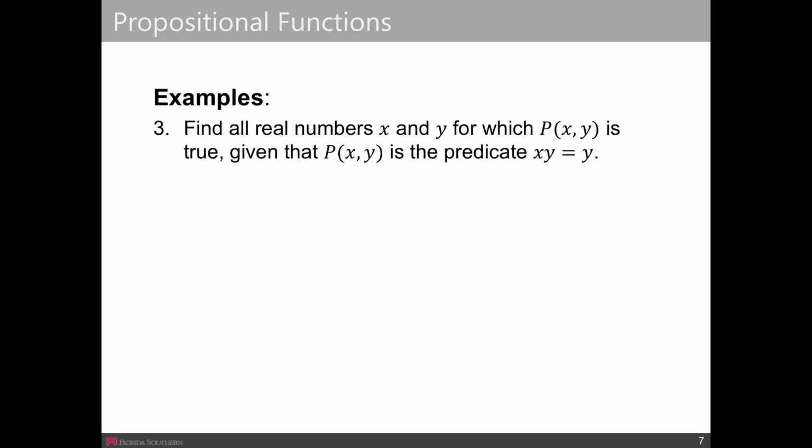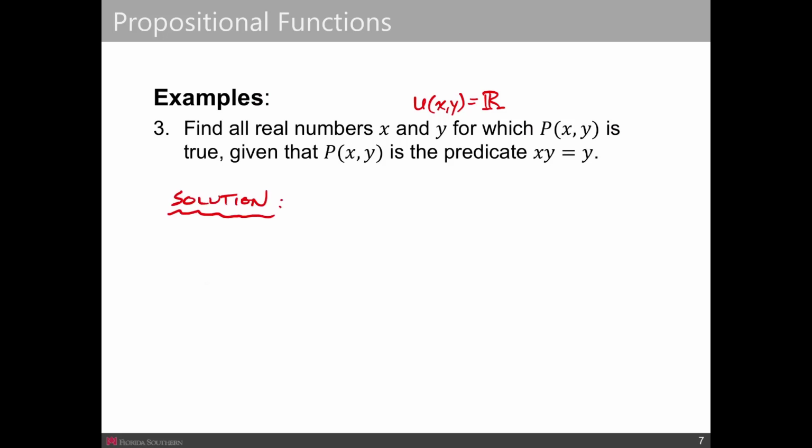Suppose I asked you to find all real numbers, x and y. So we could rewrite that phrasing as the universe of x and y is equal to the set of real numbers r, for which the predicate p at x and y is true, given that p at x and y is the equation x times y equals y. Okay, pause the video for a minute and see if you can solve for x and y. Did you get a solution?